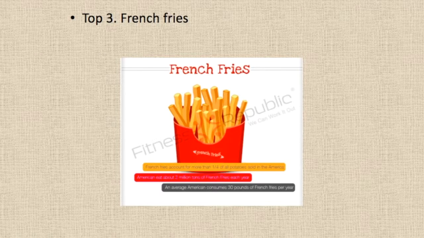The top three is French fries. French fries are served hot, either soft or crispy. They are generally salted and are often served with ketchup. But French fries contain primarily carbohydrates from the potatoes and fat absorbed during the deep frying process.